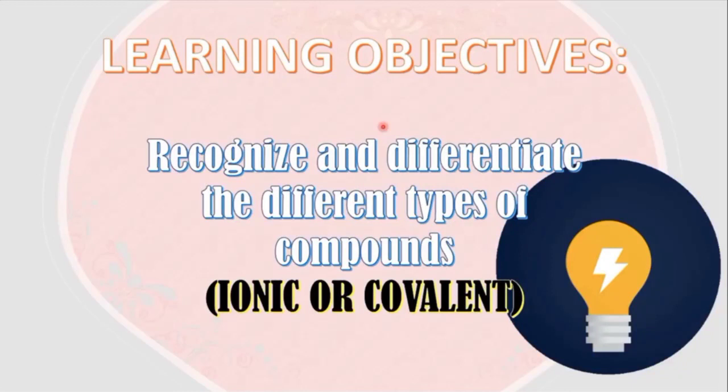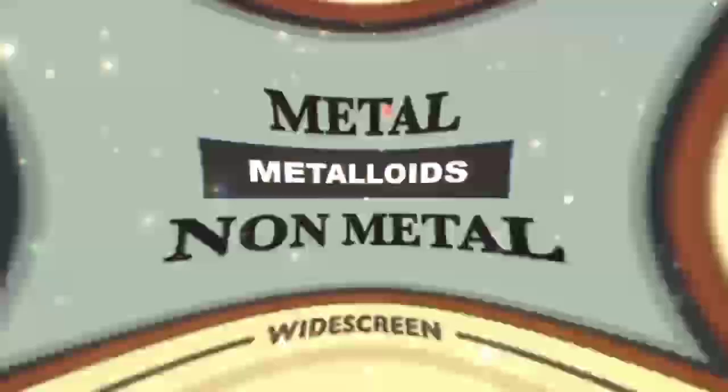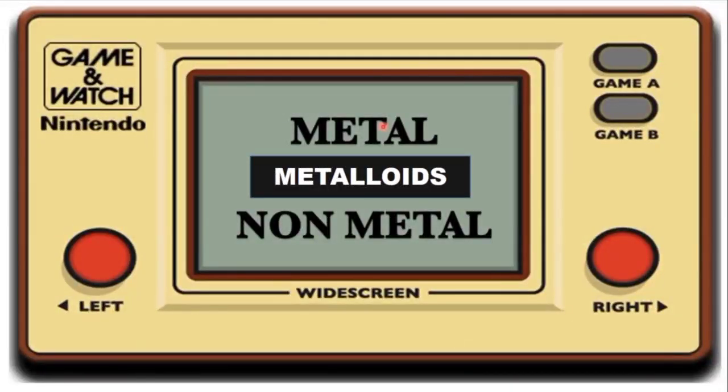And our learning objectives for this week are to recognize and differentiate the different types of compounds, either ionic or covalent compound. Let's start these lessons with a short activity. Identify the given elements, whether they are metals, metalloids, or non-metals.